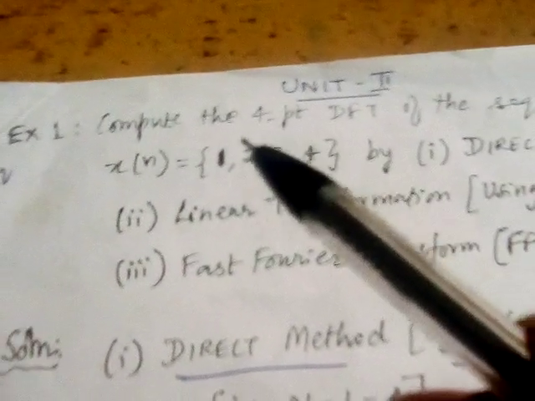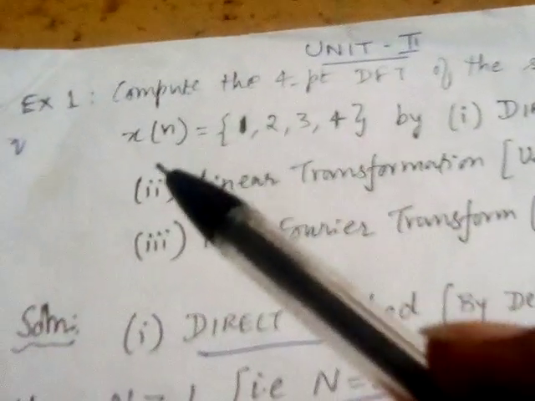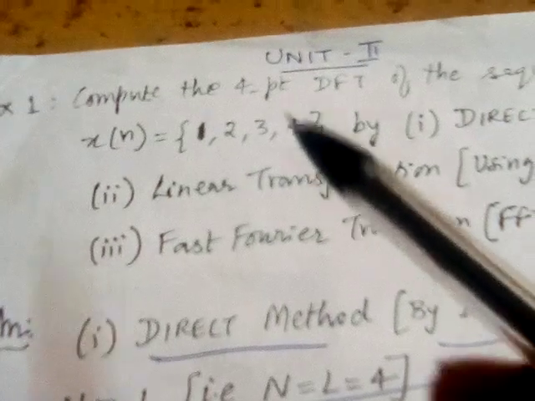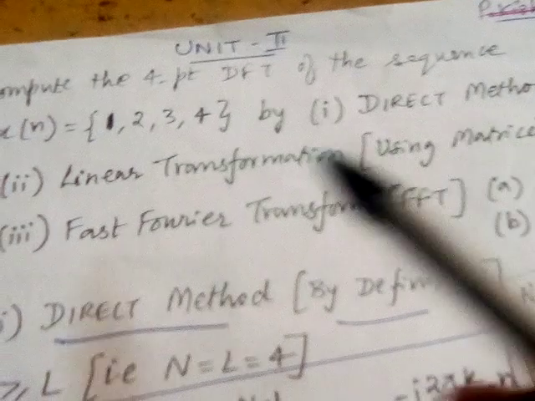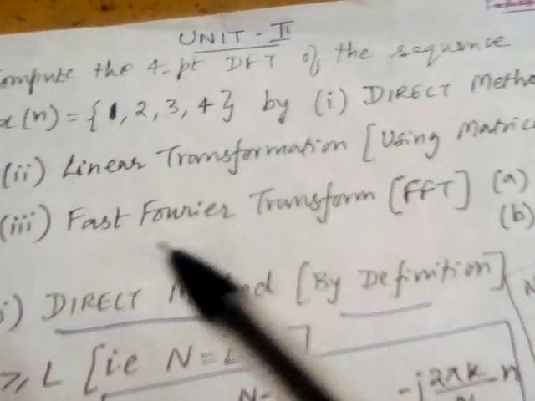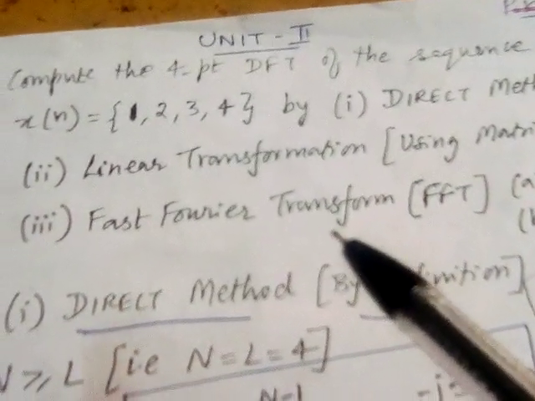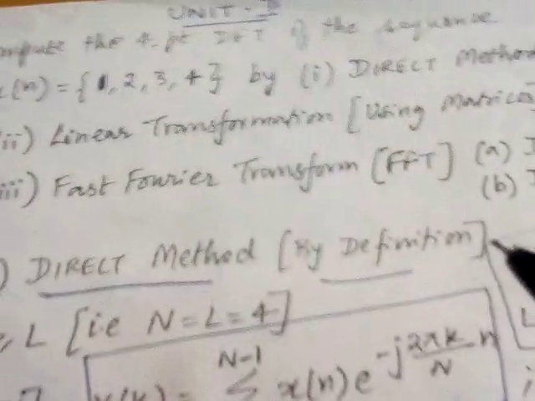So we'll see a DFT problem here. x of n equal to 1, 2, 3, 4. Compute the 4-point DFT using 3 methods. One is the direct method, another is linear transformation, and another is FFT. The direct method is nothing but by definition.